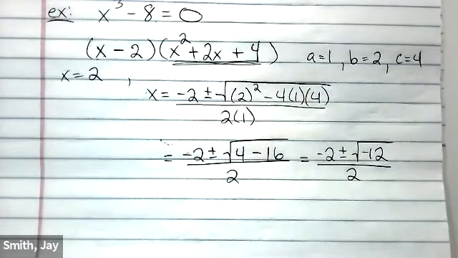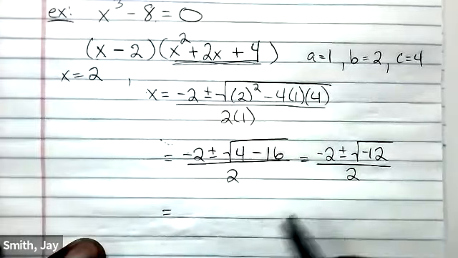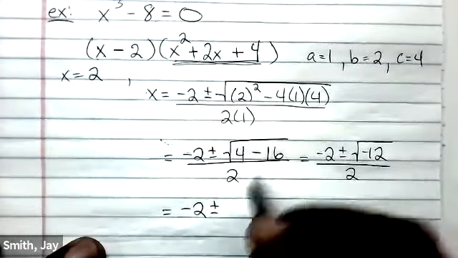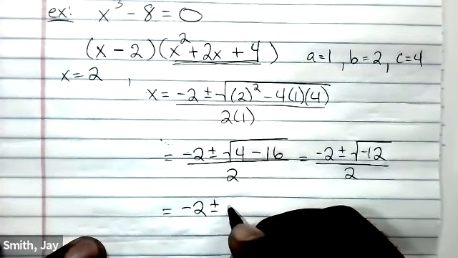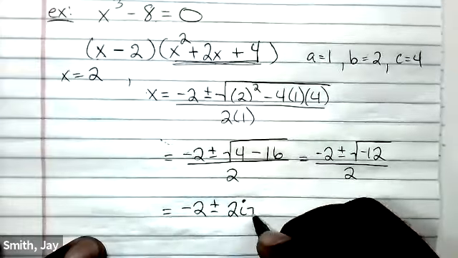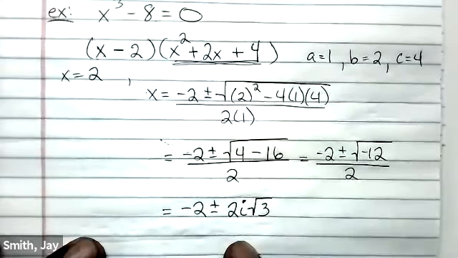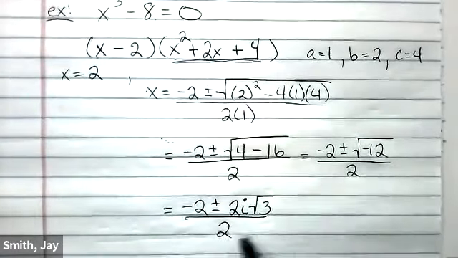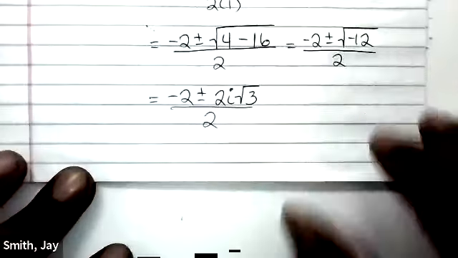the square root of 12 can be broken down. We know 12 is really 4 times 3, so we can pull out a 2, keeping the 3 underneath our radical. So now we have -2 plus and minus 2i square roots of 3. All this is still being divided by 2.